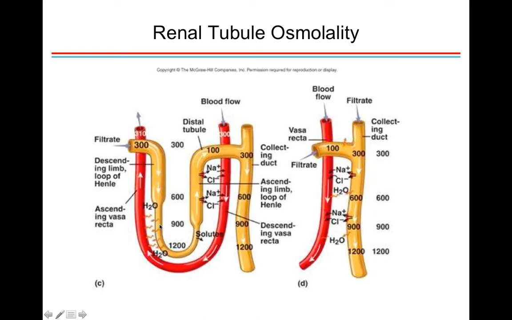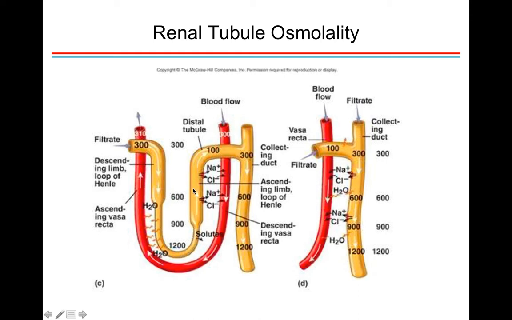And that's going to be leading, thanks to aquaporins, and also no permeability to the sodium chloride ions, the salt. Then it's going to increase the osmolality as the water leaves. The solutes are going to be more concentrated.